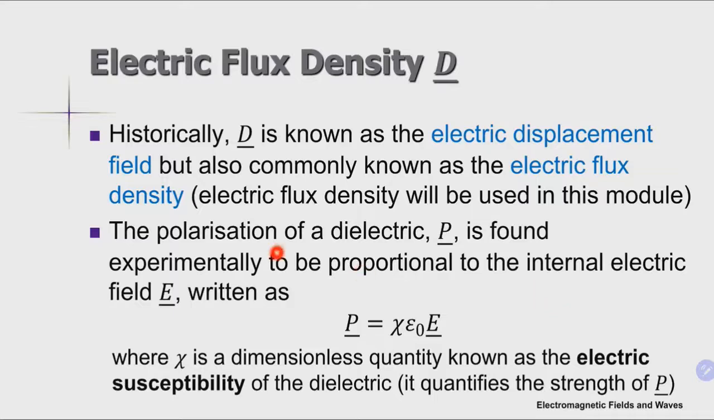The polarization of the dielectric, P, can be found experimentally, and the relationship of that polarization with the electric field can be written by this equation, which is susceptibility times epsilon naught times the electric field. This parameter quantifies the strength of the polarization. It's a dimensionless quantity, so it doesn't have a dimension.